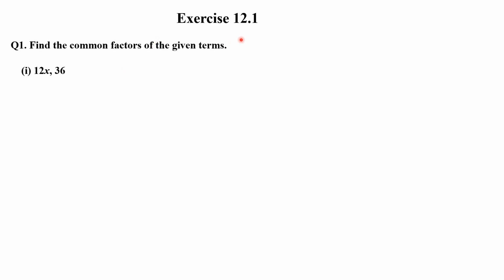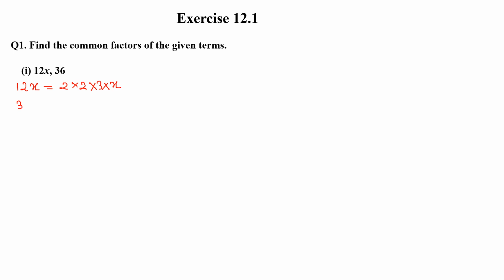Now I'm going to solve exercise 12.1. So question number 1. Find the common factors of the given terms. First one is 12x and 36. So you have to find the common factor which is present in both the terms. So let's write 12x as a product of irreducible factors. 12 I can write as 4 into 3, and 4 further I can write as 2 into 2. So 2 into 2 into 3 into x.